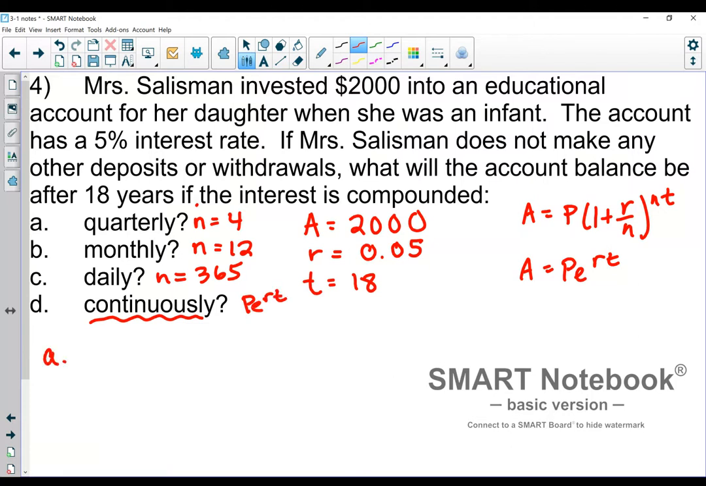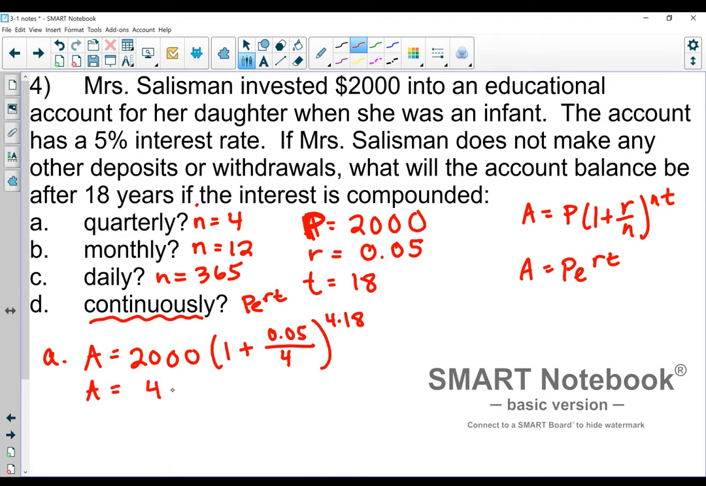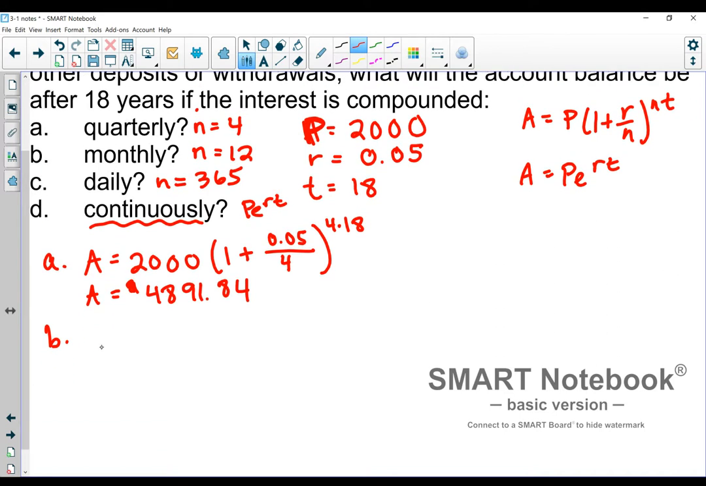So let's go ahead and look at A. I'm going to write down my formula and substitute all my variables. So A is going to be 2,000, that's my initial amount, times 1 plus my rate, 0.05 divided by 4, to the 4 times 18 power. You really need to be careful about order of operations when you plug it into your calculator. You should come up with $4,891.84. So this is a check to make sure you can get the correct answer.